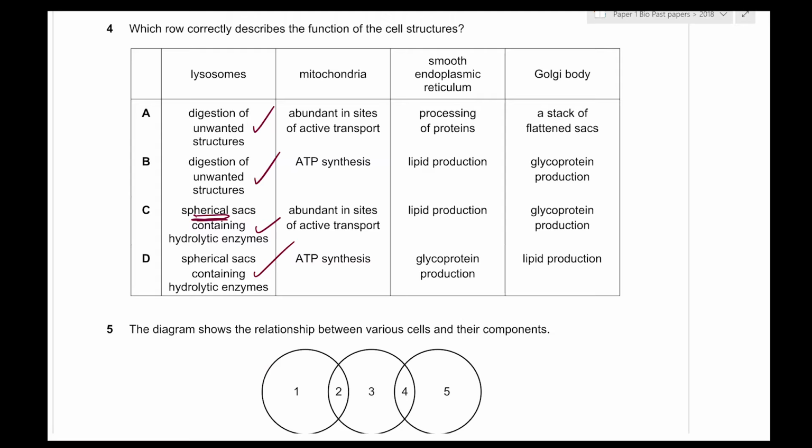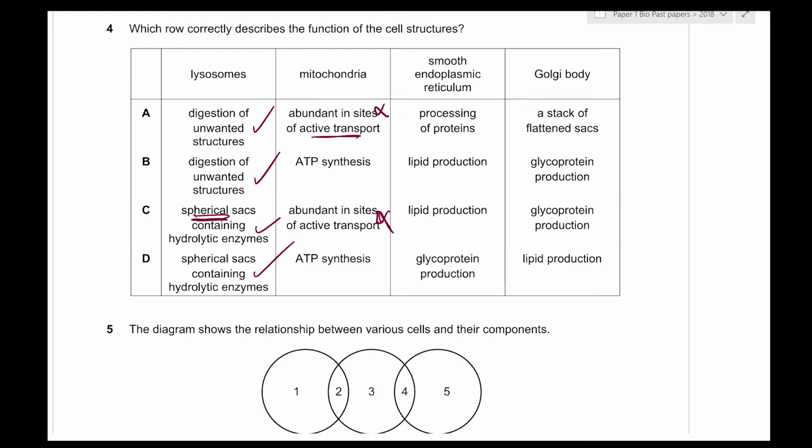Now, for mitochondria, abundant in sites of active transport. Now, this is not necessarily correct. The reason for this is that the sites of active transport are in the cell surface membrane, in channel proteins. Therefore, mitochondria are not available in the channel protein. And also, active transport requires ATP. So maybe ATP is what's abundant in the site, not the actual mitochondria. Therefore, this is incorrect. Also, cardiac muscle is the most abundant in mitochondria because ATP of the cardiac muscle is used in the contraction and relaxation, not in active transport. Therefore, this is also another reason why it's incorrect.